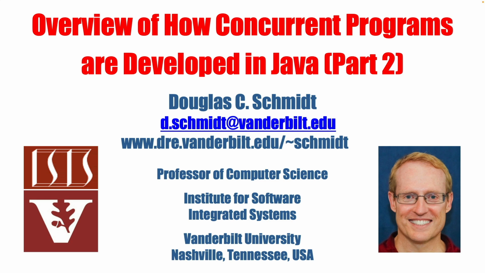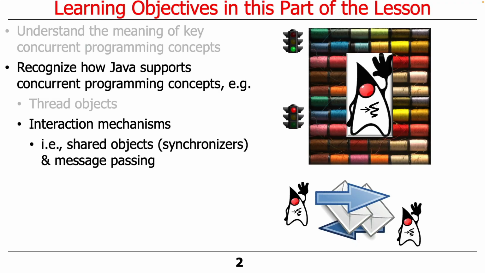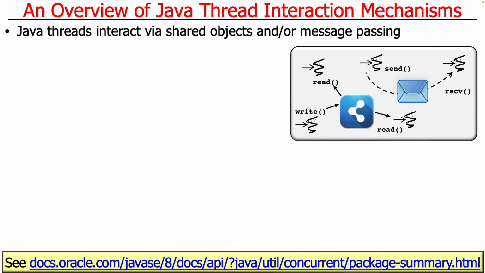Let's continue on now with the second part of our discussion about how concurrent programs are developed in Java. This is going to focus on the interaction mechanisms in a bit more detail: the shared objects, synchronizers, and message passing. Java threads interact using shared objects and/or message passing if they're well designed.